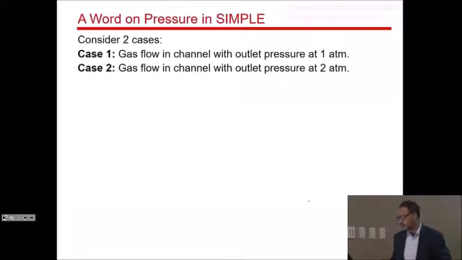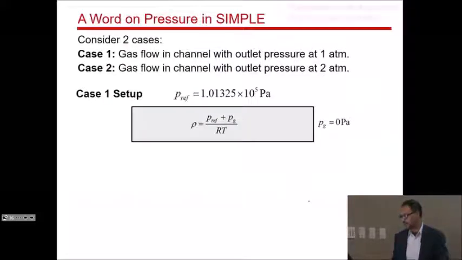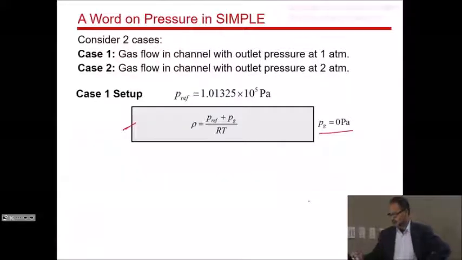All right. So here are two cases. Suppose you're thinking about setting up a CFD problem: gas flow in a channel with outlet pressure of 1 atmosphere versus 2 atmospheres. What's the difference in the setup? Here's the difference. In case 1, you would set gauge pressure to 0. The inlet pressure will be calculated by the code, depending on the frictional forces. But when you calculate your density, you're going to use this formula where your reference pressure is that much.